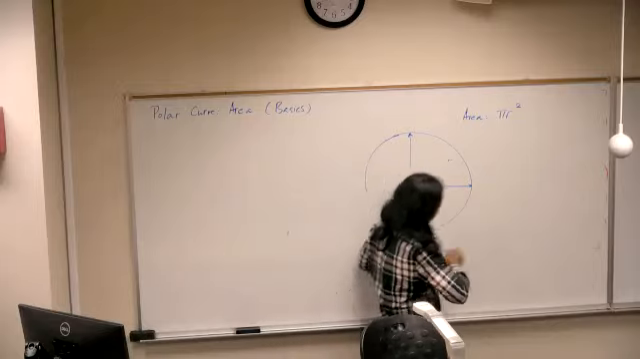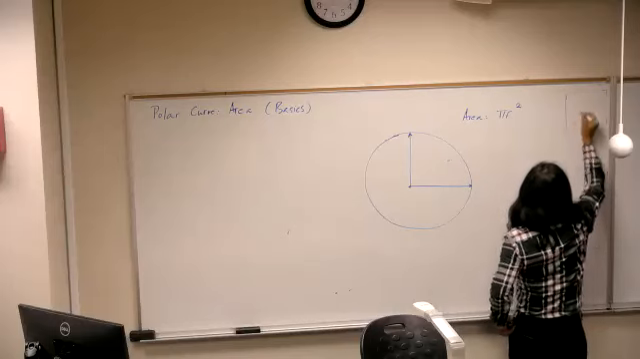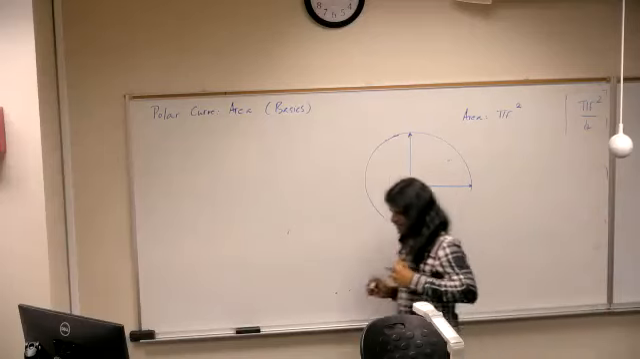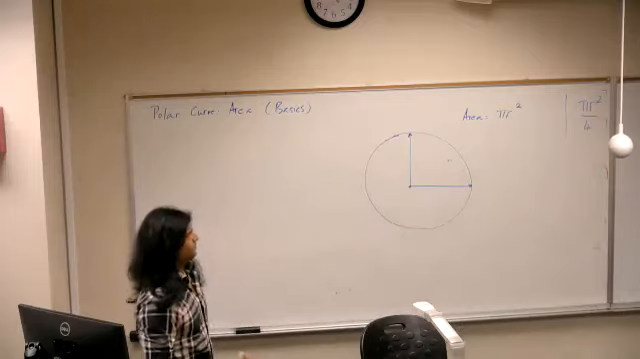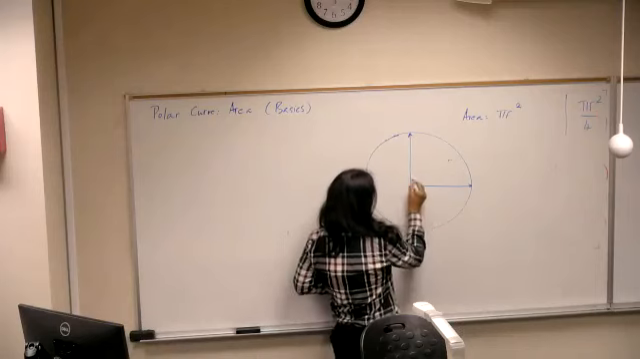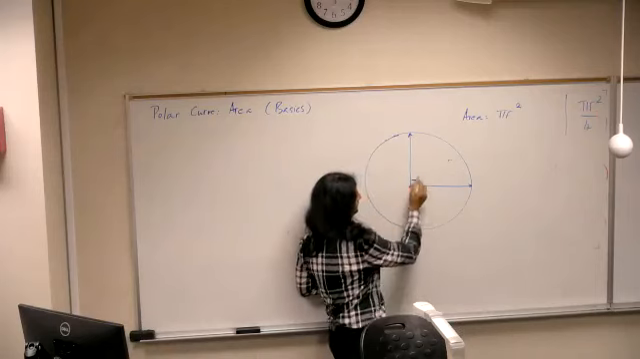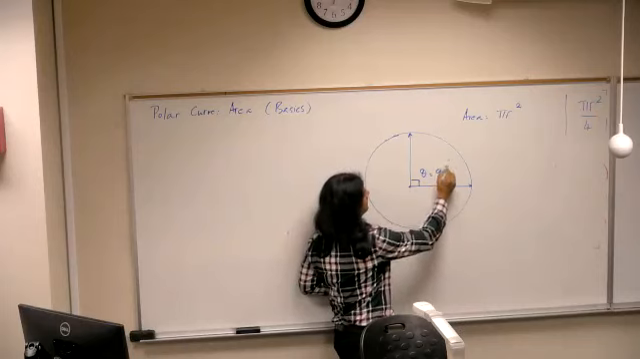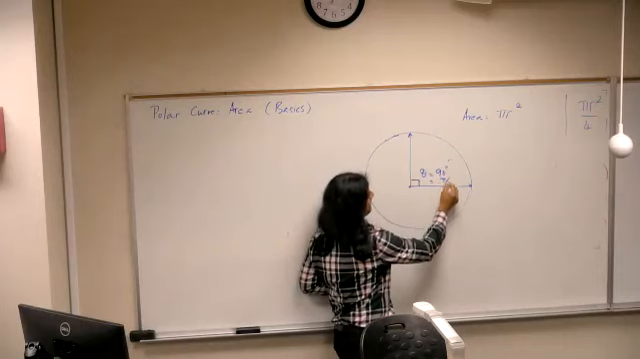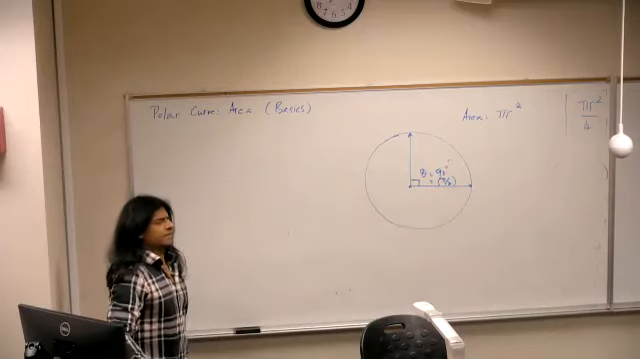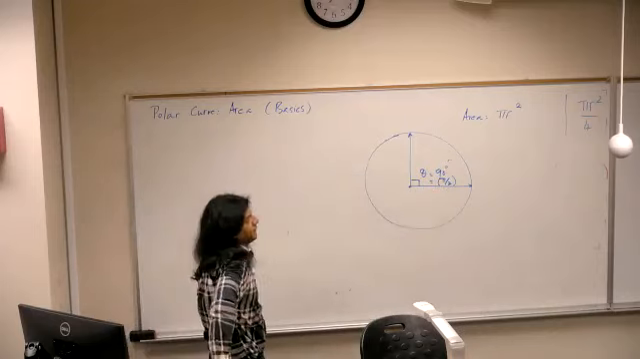Divide that by 4, you end up getting pi r squared over 4. What is the angle that we have here? 90 degrees. That's also pi over 2.